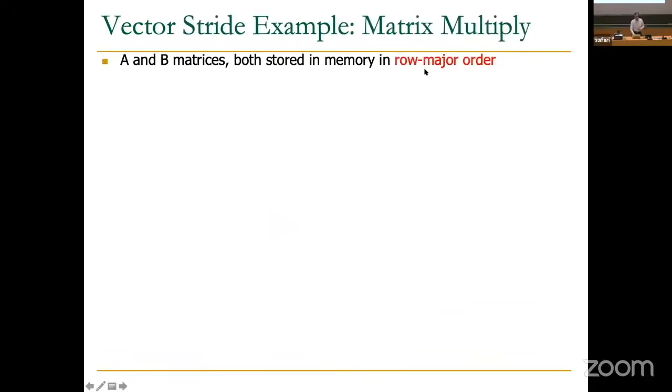Both are stored in memory in row major order. Do you know this terminology, row major? Column major? No? Okay, you're going to learn more. But basically, row major order means that consecutive elements in the same row are stored in consecutive locations in memory. Column major means exactly the opposite. Consecutive elements in the same column are stored in consecutive locations. And this has a huge implication in terms of locality, prefetchability, caching, etc. We're not going to deal with that. We're going to talk about stride.